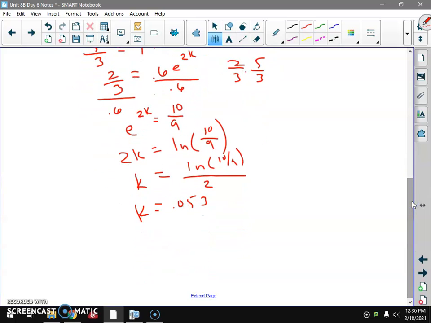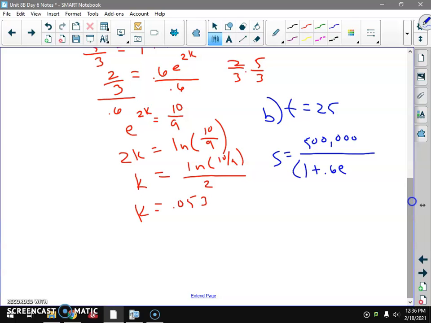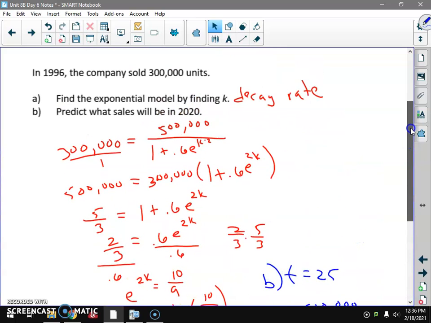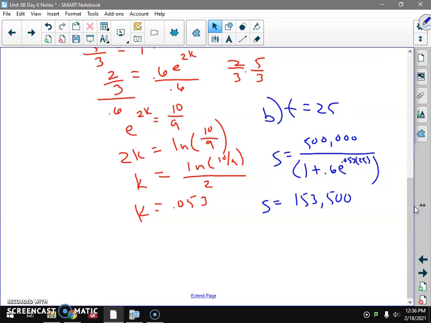All right, and then what does it say? What are the sales in the year 2020? Well, 2020 would be T equals 26. Let me do another color. T equals 25, my bad. So now I have S equals 500,000 over 1 plus 0.6 e to the 0.053 times 25. And that's just a plug and chug. I get 153,500. So I'd expect sales to go all the way from 500,000 down to 300,000, down to 153,500 just by dropping advertising.